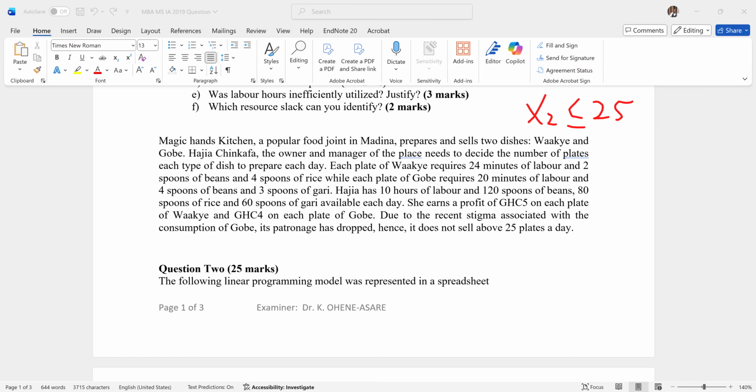And how did you get it? You got that directly from here. This is a mixed constraint. You know it's x2 because he was talking about government. That's how we know it's x2. But we also know that it's less than or equal to because it does not sell above. Not above is the opposite of above. Above is greater than. Not above is less than or equal to. All right, so that is how it's supposed to be in that regard.